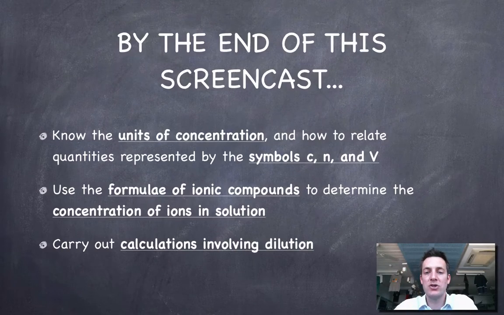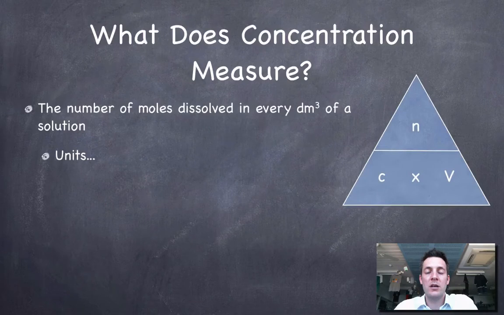discuss their concentration, and we'll need to know how to relate these quantities that we represent with the symbols C, N and V. This is volume again, but we're not talking about gases anymore. So we're also going to use the formulae of ionic compounds to determine the concentration of any ions in solution. That's a little bit trickier. And then we're going to see what happens when we dilute solutions and see if we can calculate their concentrations once they've been diluted.